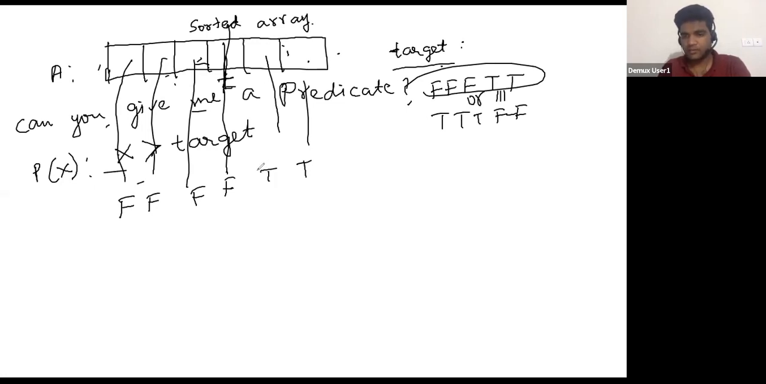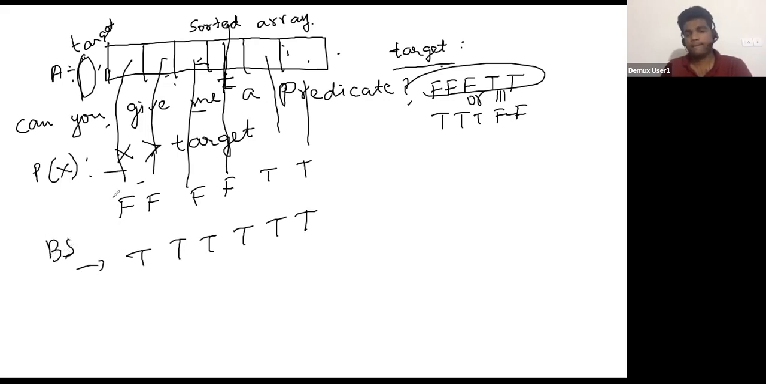Sorry, what is the question? We are assuming target is greater than the smallest element in the array. Not necessary. Even if target is smaller, even if target is here, what will the search space evaluate to? All trues, right? Then also binary search is applicable. I told you, right? When there is only Fs or only Ts, then also binary search is applicable. It's fine.